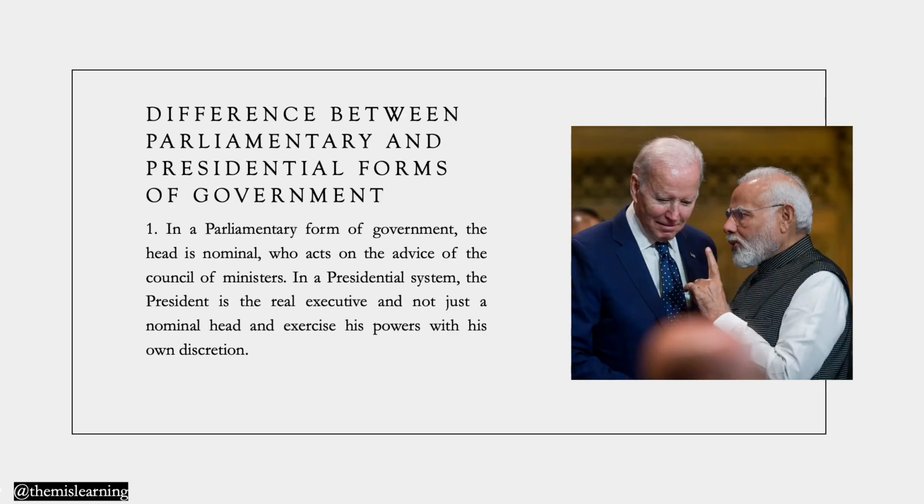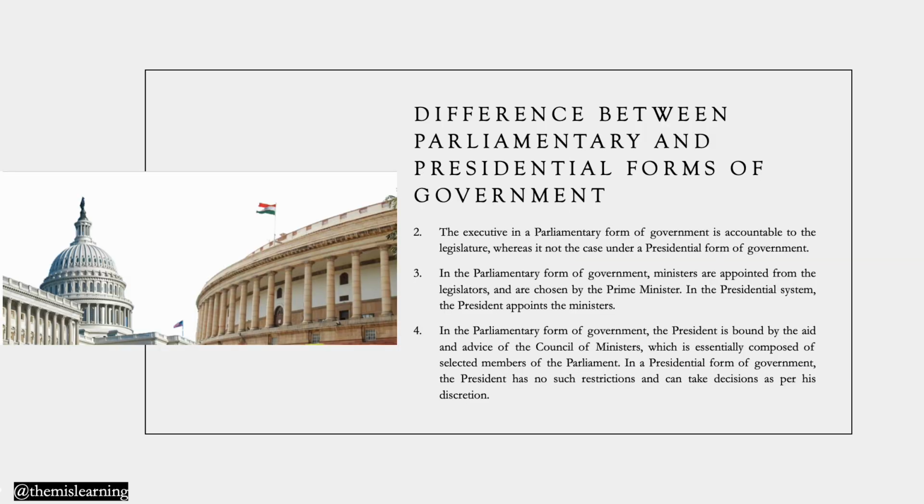Now, what is the difference between parliamentary and presidential forms of government? The first difference is that in a parliamentary form of government, the head is nominal, who acts on the advice of the Council of Ministers. In a presidential system, the president is the real executive and not just a nominal head and exercises his powers with his own discretion. Second, the executive in a parliamentary form of government is accountable to the legislature, whereas it is not the case under a presidential form of government.